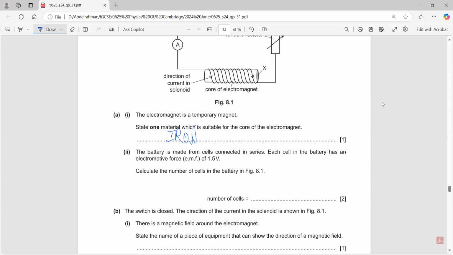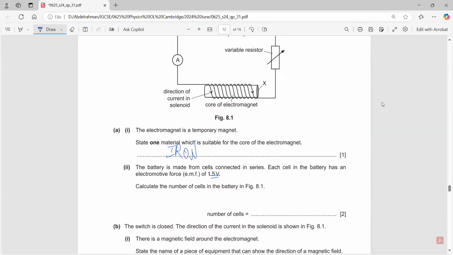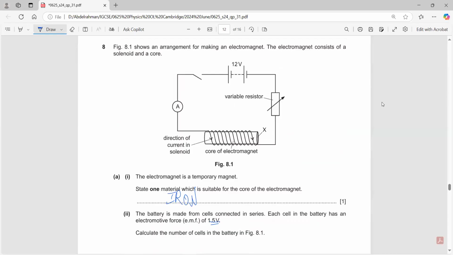The battery is made of cells connected in series. Each cell of the battery has an electromotive force of 1.5. Calculate the number of cells in the battery in 8.1. So the total voltage is what? 12 volts. In this question, you do not have only two cells. It has drawn only two cells, but basically you actually have more than two cells. You can have three, four, five. I have no idea how many cells we would have.